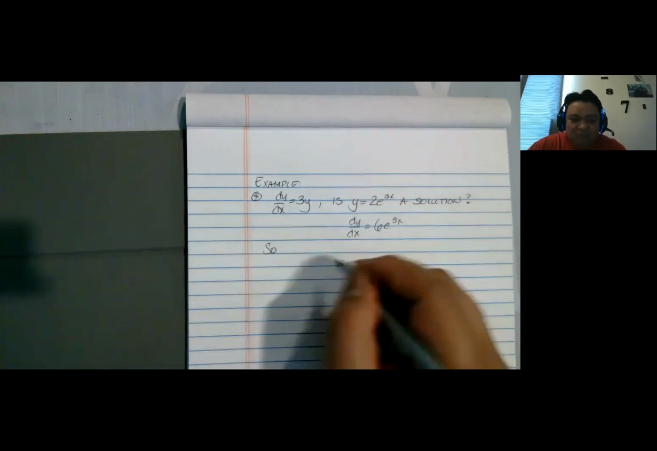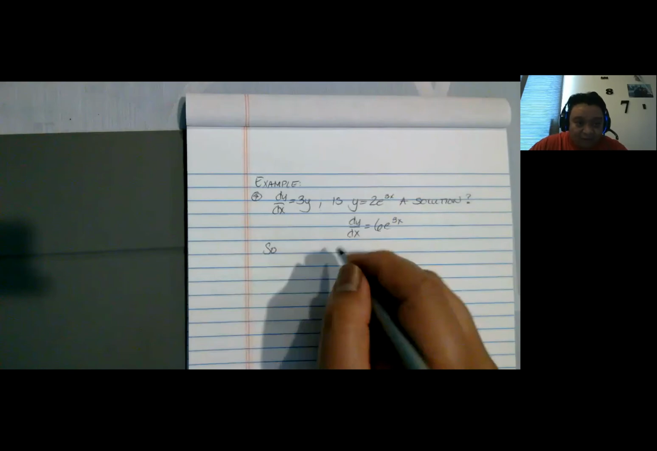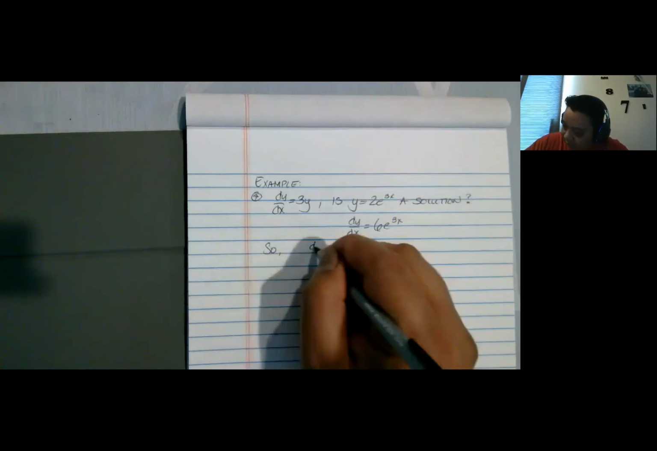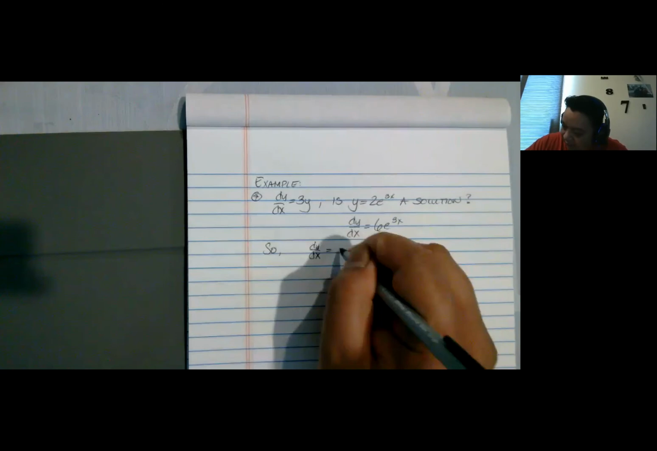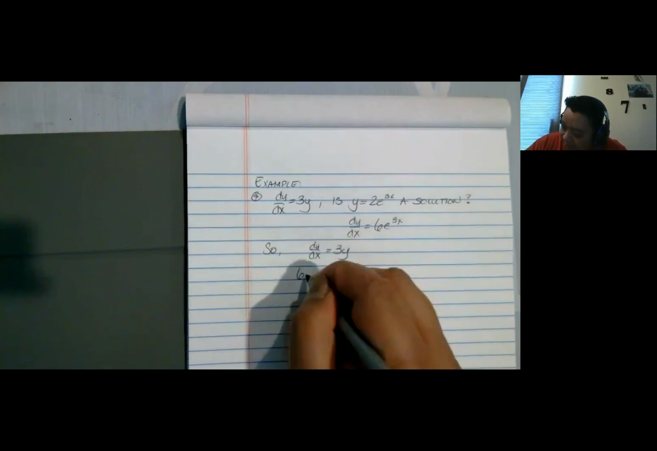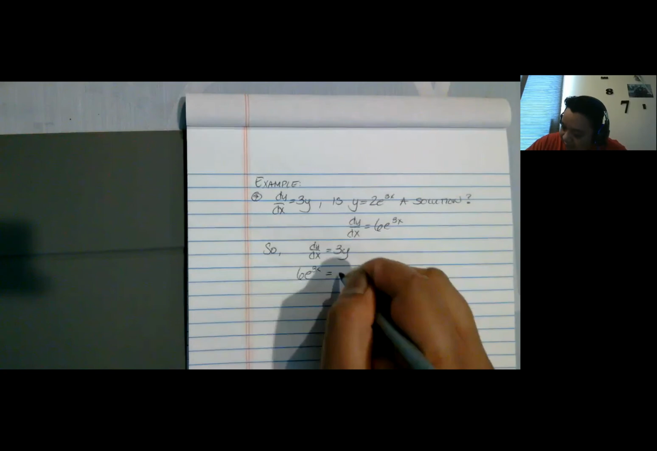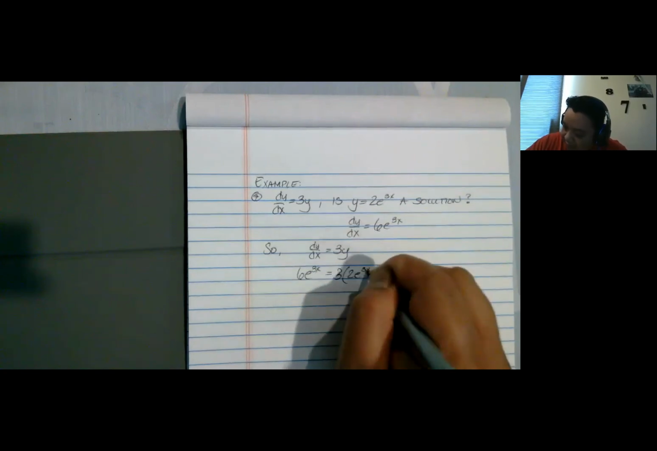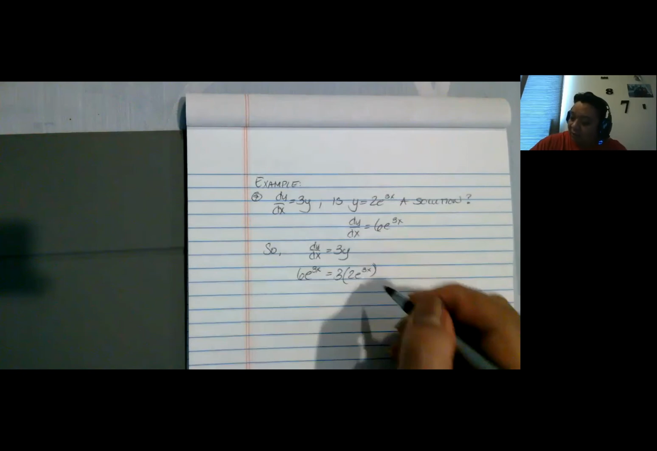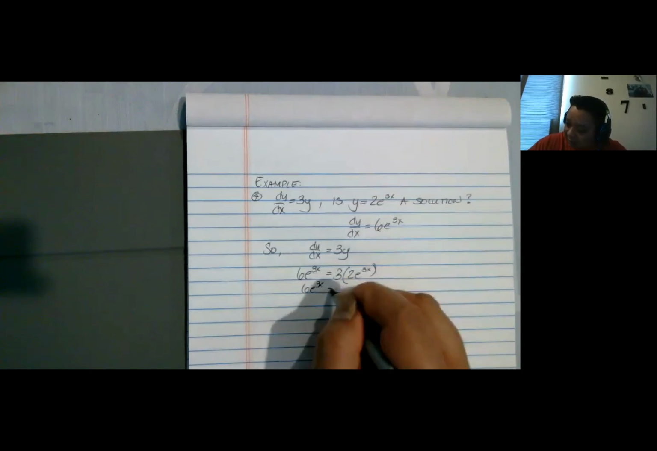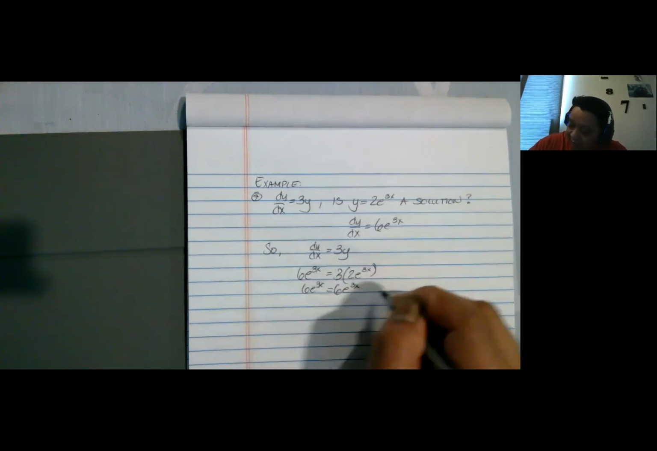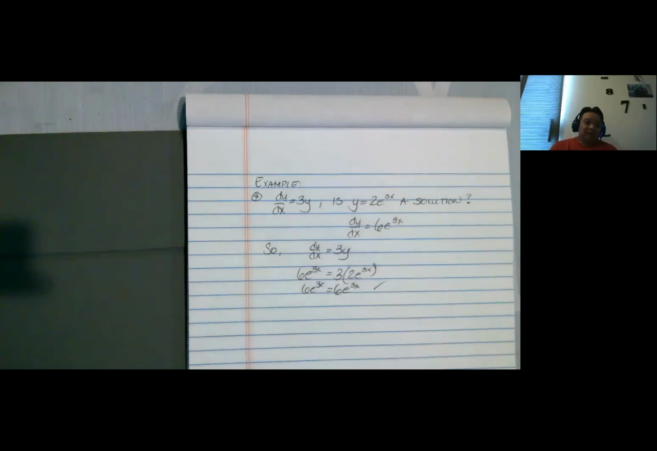So again, I'm going to show pretty much all my work for now because it's the first example. So dy dx is equal to 3y will now be 6e to the 3x is equal to 3 times 2e to the 3x. And then working both sides, you get 6e to the 3x equals 6e to the 3x. It balances out, which means it is a solution. Okay. Questions on that? Any questions on it?